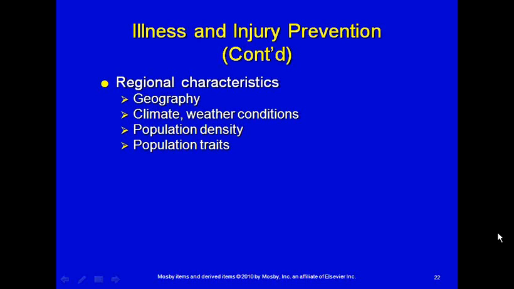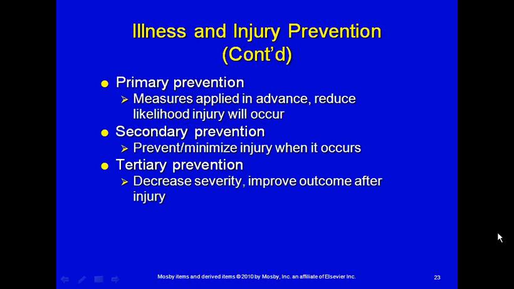Climate and weather conditions, population densities, and population traits, as certain races are more prone to certain types of illness as well. When we look at illness and injury prevention, the key word here is prevention. Most all deaths related to trauma are unnecessary and can be prevented. So the whole purpose of injury prevention programs is to put in place measures prior to the injury ever occurring, so that it reduces the likelihood of the injury occurring.